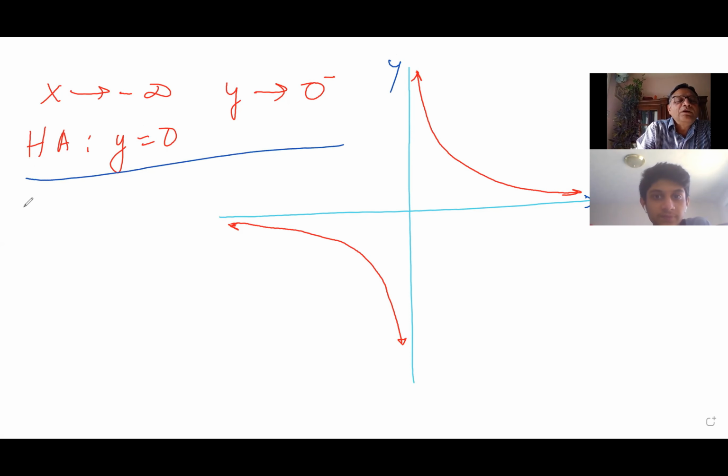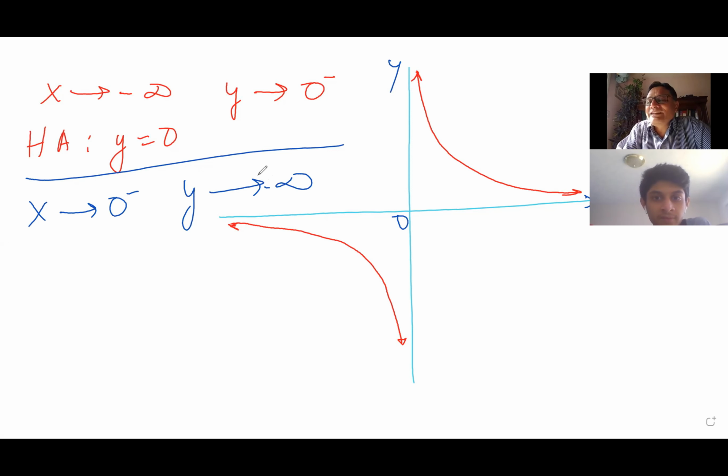Now let's look at the vertical asymptote. What happens when x approaches 0? When you approach 0 from the negative side, from the left side, the reciprocal of a negative number is negative. So we find that y approaches an infinitely large but negative value. Is that clear to you?